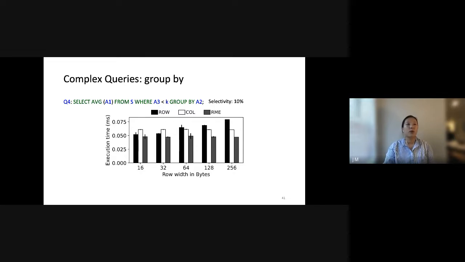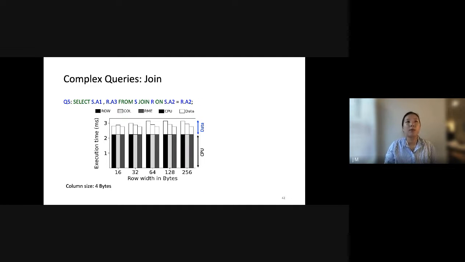And this one shows the performance of the group by. Here, the selectivity is 10%. So as you can see, for the complex queries, the RME shows better performance than the row stores or column stores. And this one is the performance of join queries.